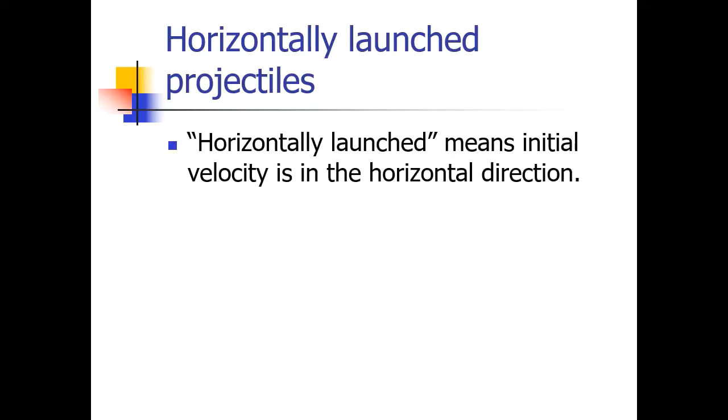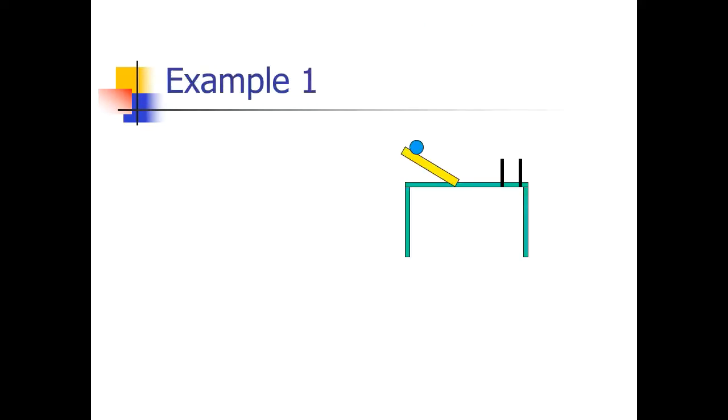Okay, so we're trying to make a horizontally launched projectile. Horizontally launched means that the initial velocity is entirely in the horizontal direction. There is no initial vertical velocity. So V naught y is equal to 0.